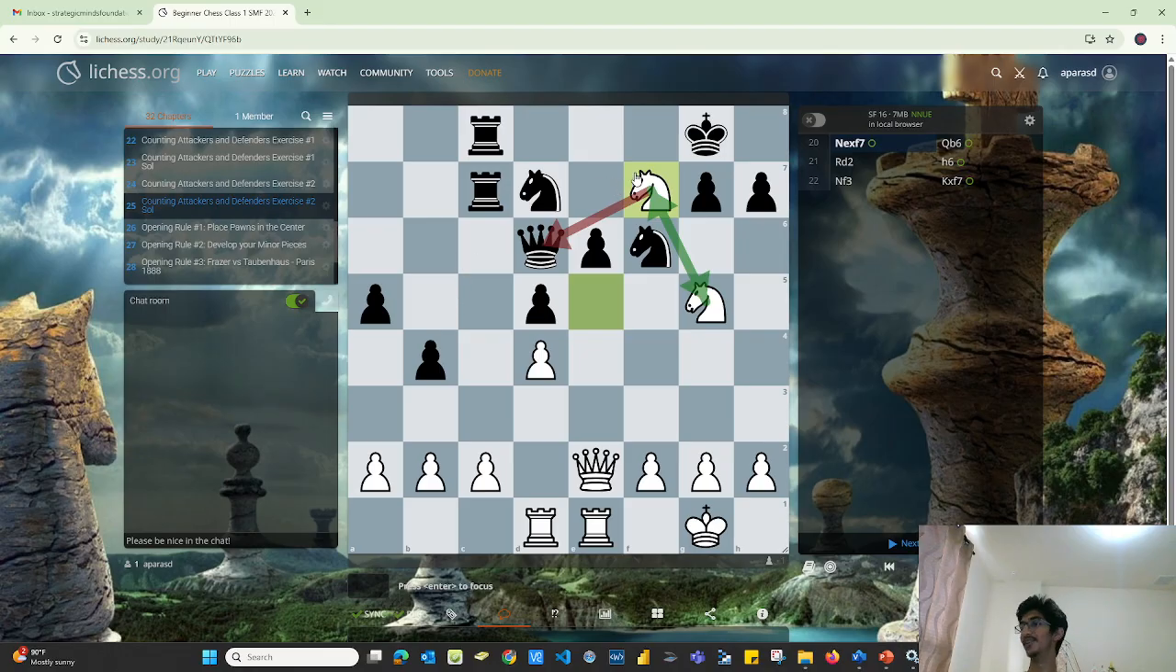Yeah, the king is very weak. The king is quite weak, and the queen is also under attack. So yeah, this is a good position for white. Yes, you're very right about that, Robert.